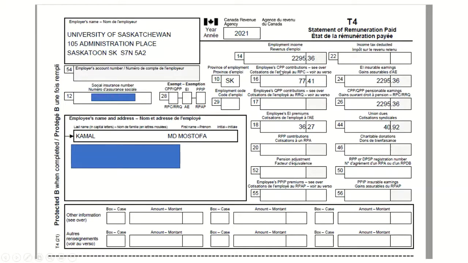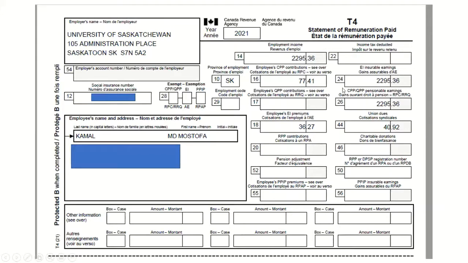And employer CPP, what we know is the Canadian Pension Plan. So on the money I made as income, I also contributed to the Canadian Pension Plan, how much? $77.41. And as I work, during my work I pay employment insurance. Since I was employed, I paid some employment insurance, and how much? $36.27 I paid as an employment insurance premium.